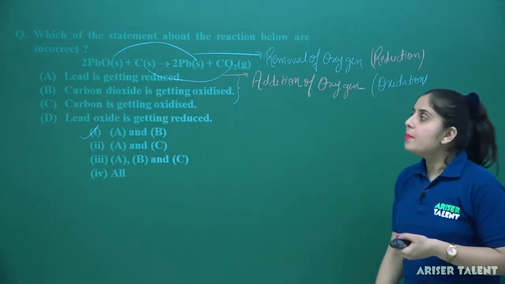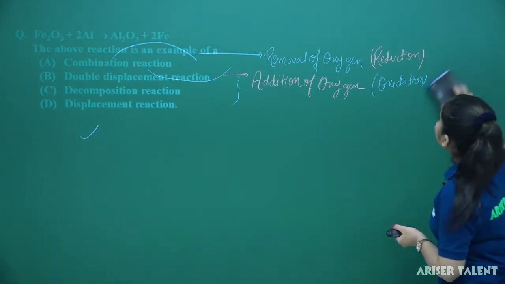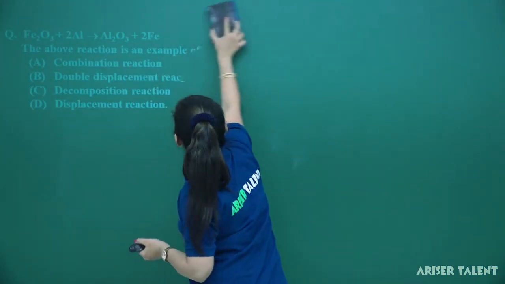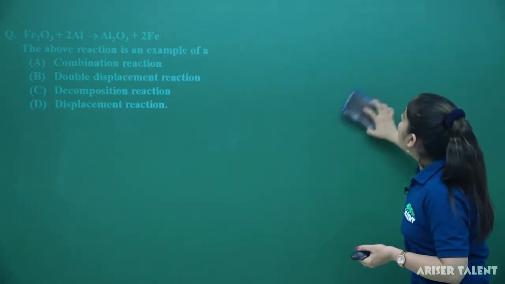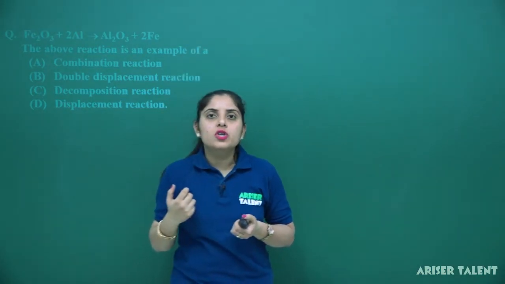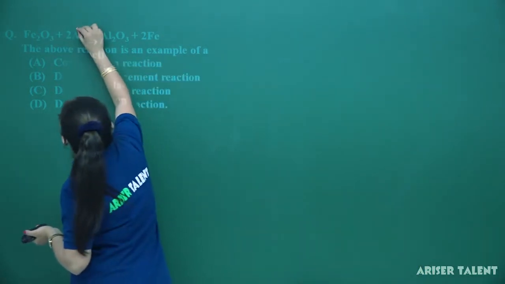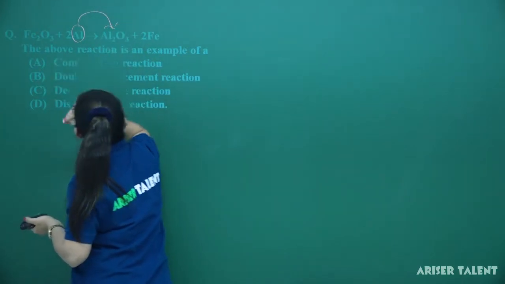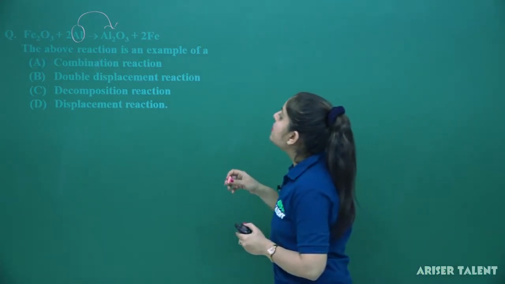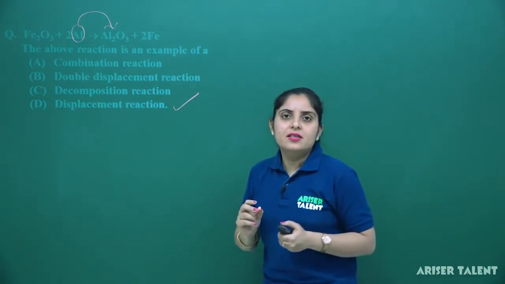Now, we are on our question number 2, that is Fe2O3 plus 2Al gives Al2O3 plus 2Fe. What we have seen in this equation is that iron being more active replaces aluminium from the solution. So, we have seen here there is a displacement of a single atom in this equation. If the displacement of a single atom or ion takes place, we can consider it in the category of displacement reaction. So, here option D will be the correct answer.